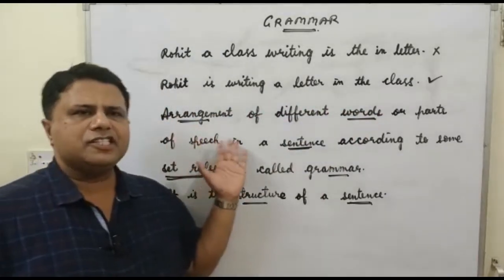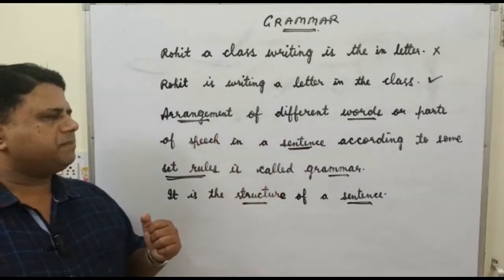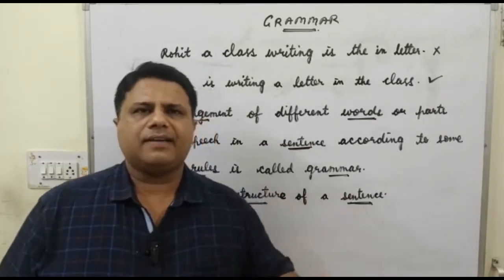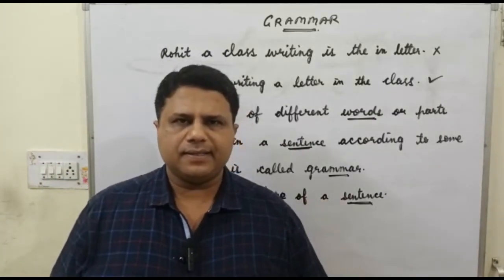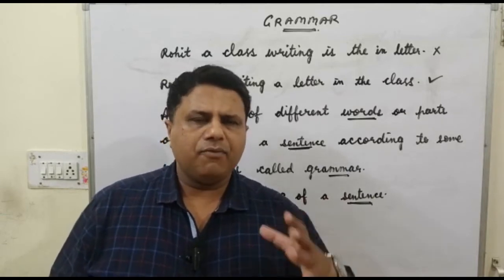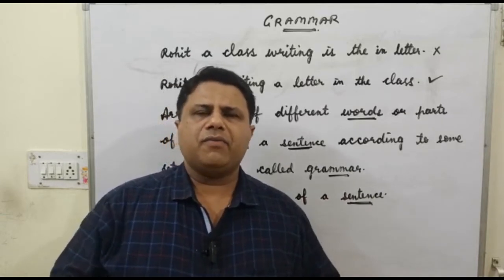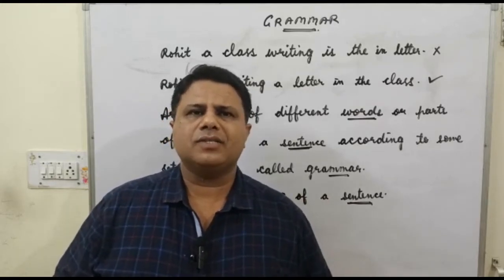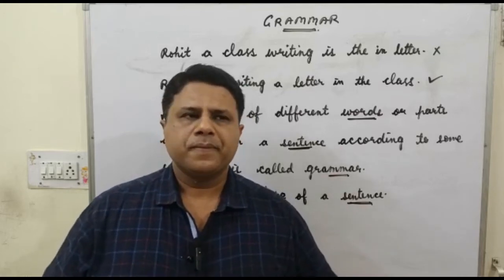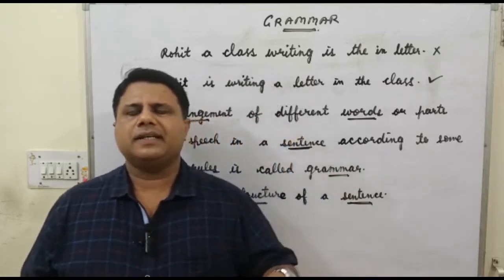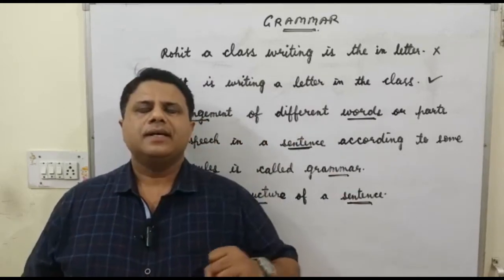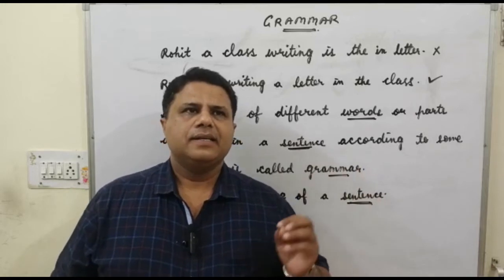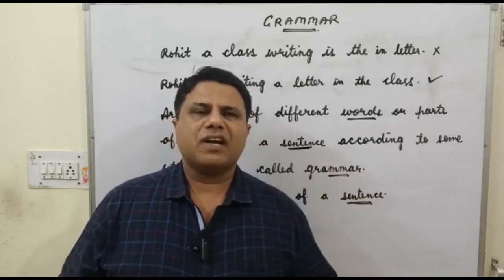So grammar is the arrangement of different words or parts of speech in a sentence according to some set rules. In other words, you can say that grammar is the structure of a sentence. Here I want to add one more thing. Whenever we are talking about grammar, we never talk about words. We never talk about phrases or clauses. We always talk about a sentence. Grammar of a sentence starts with the sentence and ends with the sentence. There is nothing outside the sentence, and there is nothing less than a sentence.